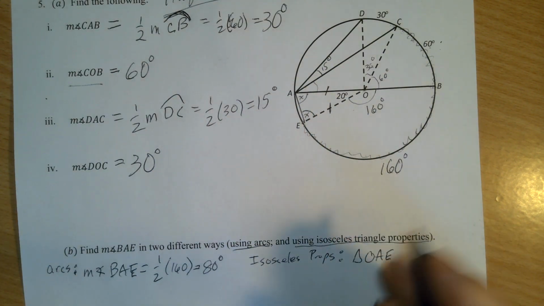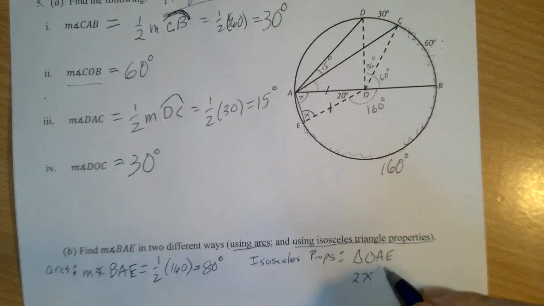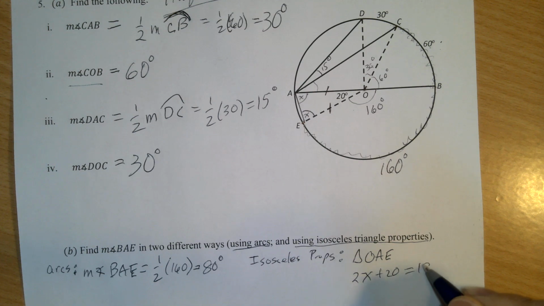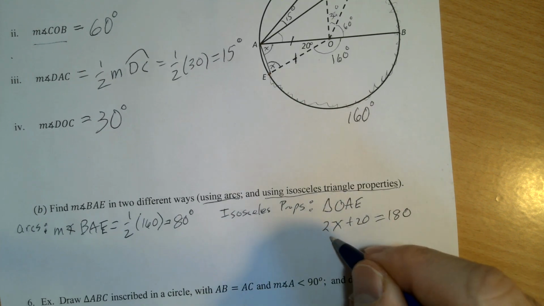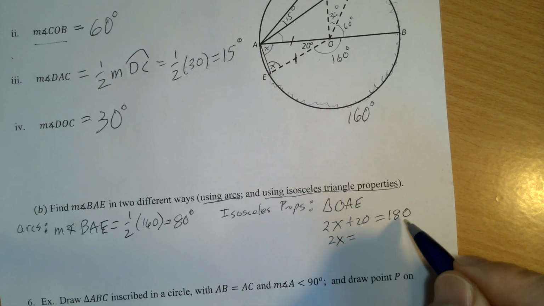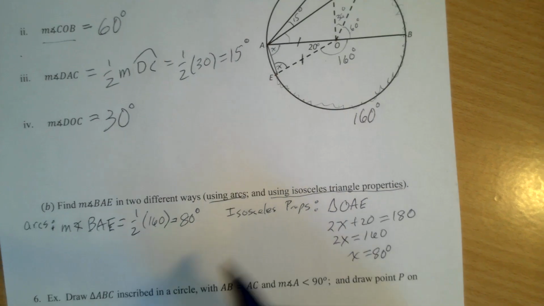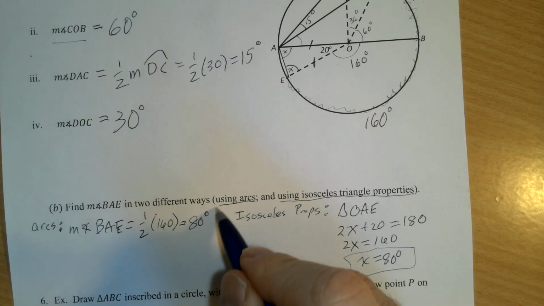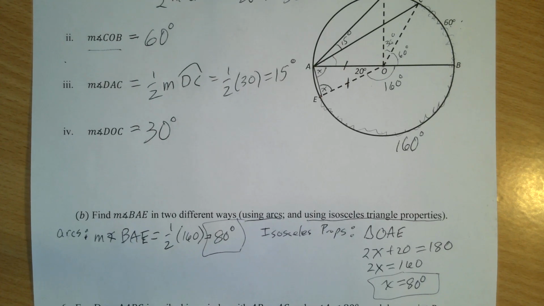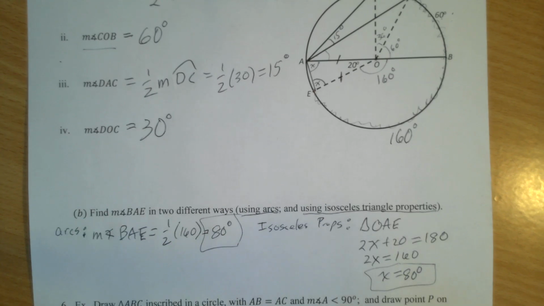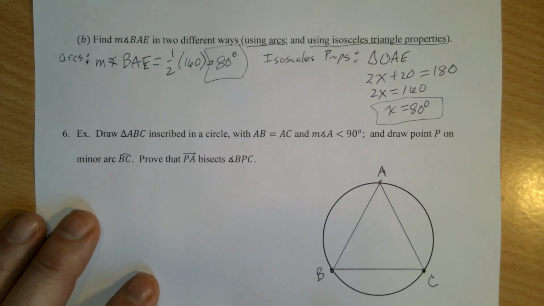So that tells me that 2x, that's x plus x plus 20, equals 180. So that means 2x equals, subtract 20, 160, and x equals 80 degrees, as we suspected. We already knew that from doing it over here. Okay, two different ways to determine the measure of angle BAE. Okay, the next final example for this video.